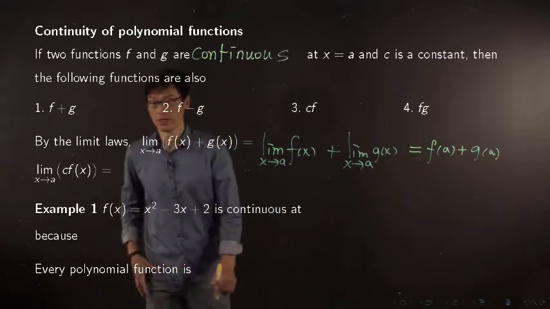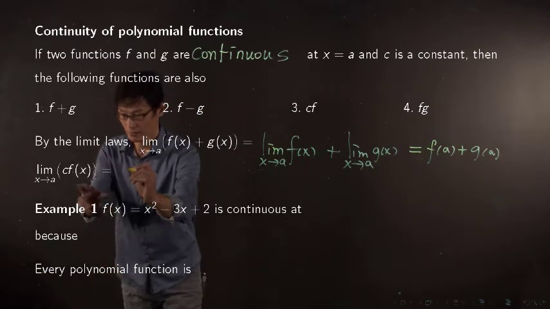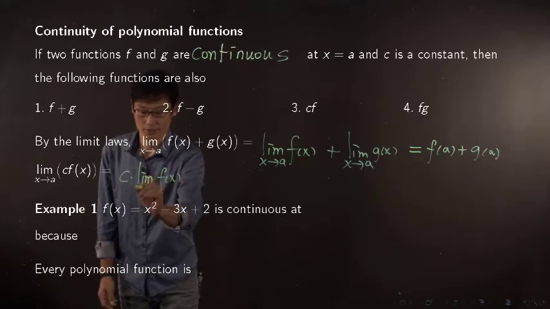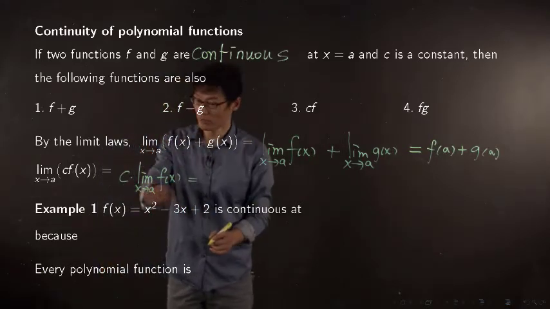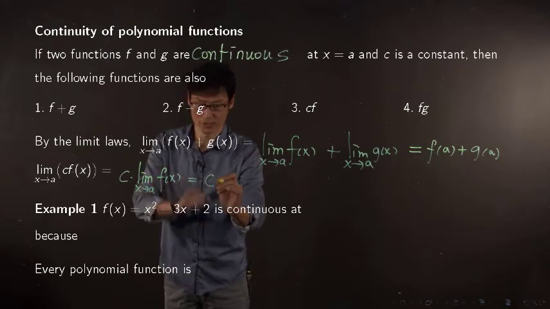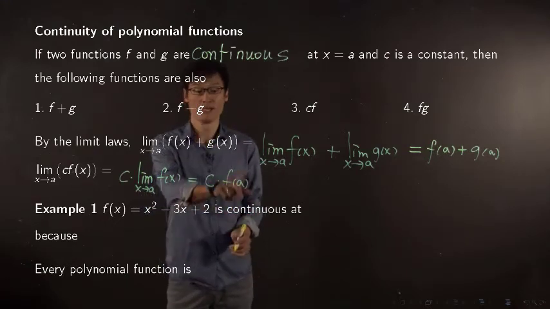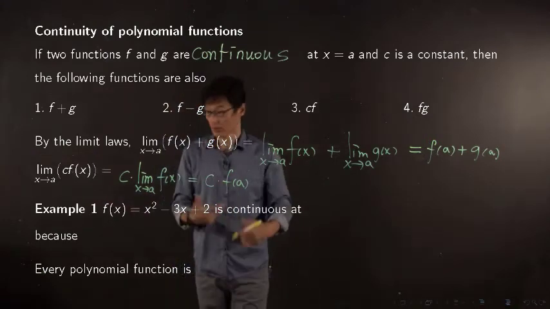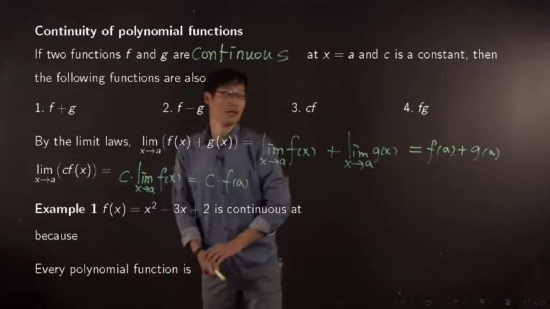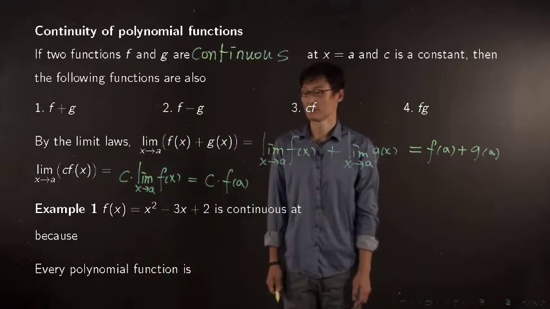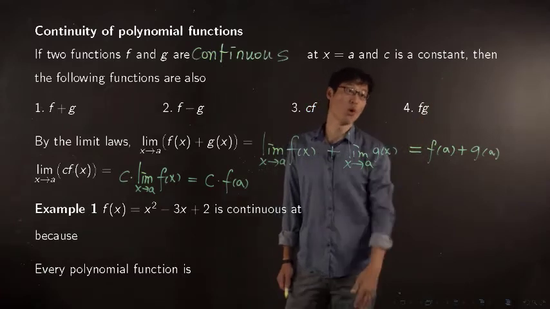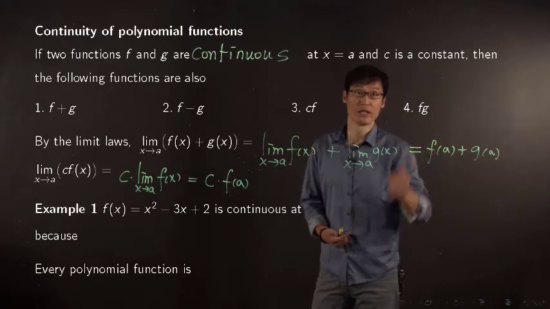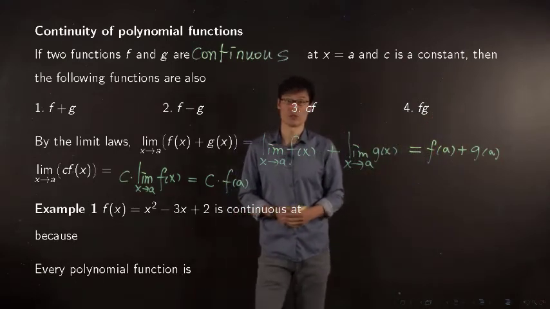And for the number 3, well, limit law says that constant multiple gives you constant multiple of the limit. Again, continuity of f says that this limit is simply f of a. Again, this is the value that you will get when you plug in a into this function. So that means this function is continuous. Well, the proof for this number 4 is beyond our level, but it turns out that this new function is again continuous when two functions are continuous.